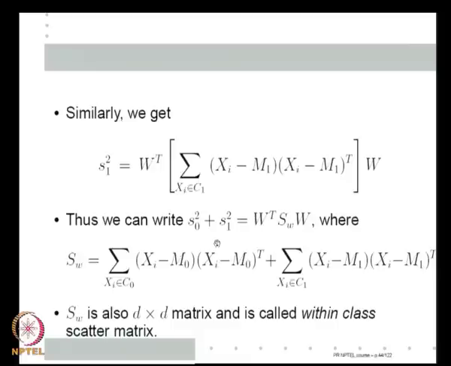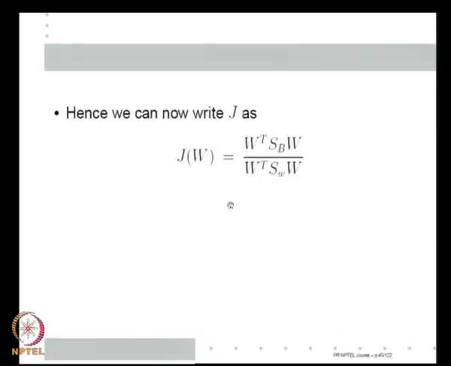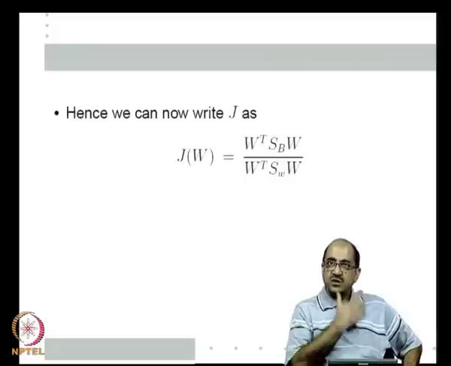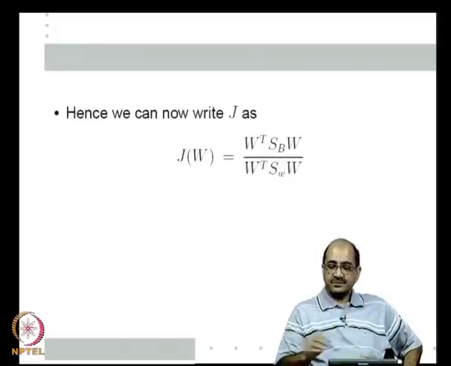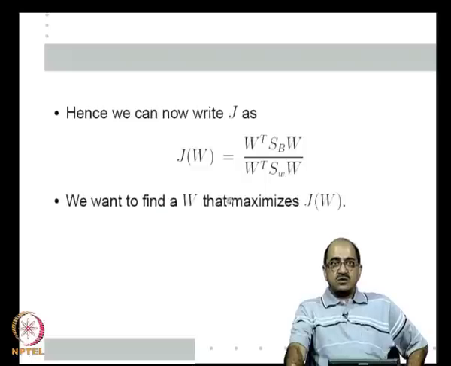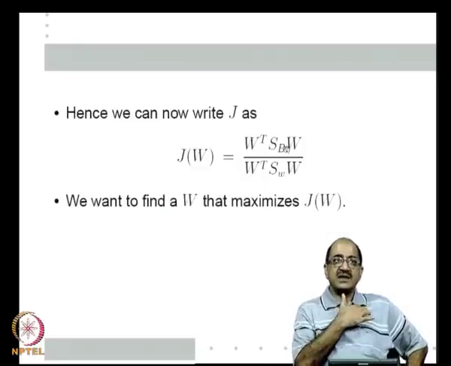So, we can write S0 square plus S1 square as a quadratic form on SW, and M1 minus M0 whole square as a quadratic form on SB. So, now J of W becomes W transpose SB W by W transpose SW W, the ratio of two quadratic forms. Right. So, first thing to note, basically this is the same J as earlier. We have just rewritten it.